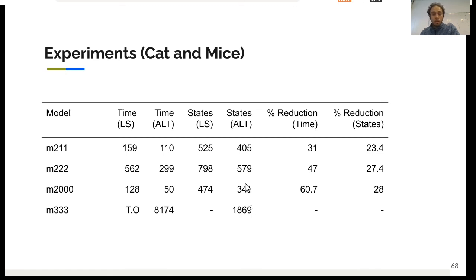And the final use case is also a toy example that we implemented. It is a game between cats and mice, where the mice have to reach a particular location while escaping from the cat. Here too we can see there are cases where there is a timeout, and in all the cases here our algorithm performs better than the other one.